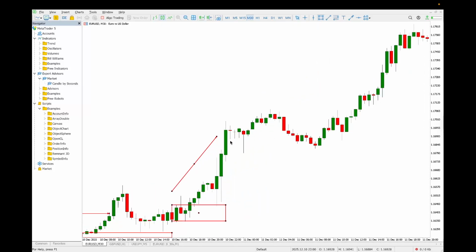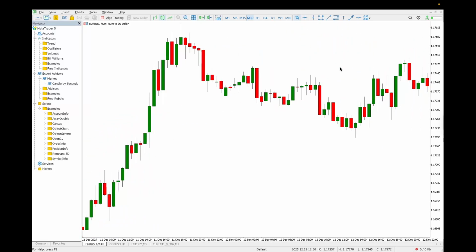We have another one here. You can see this zone, and we have all of these wicks right here, 1, 2, 3, and this one comes, clears all of them out, taps into the zone, and moves to the upside. So it's very straightforward, but it's important that you use this in conjunction with the overall trend in the market.